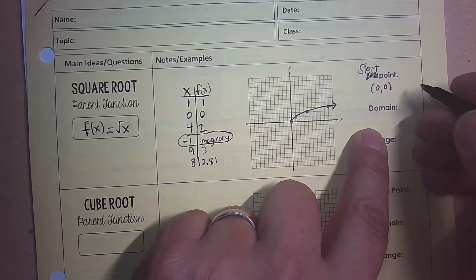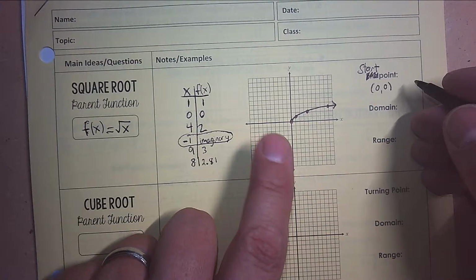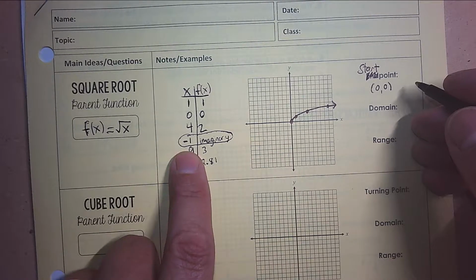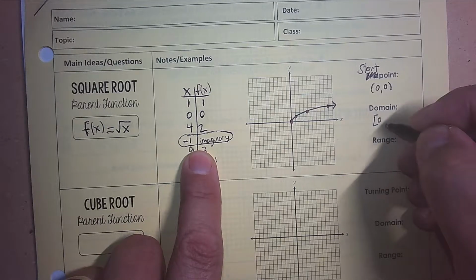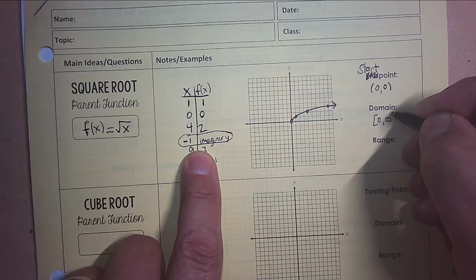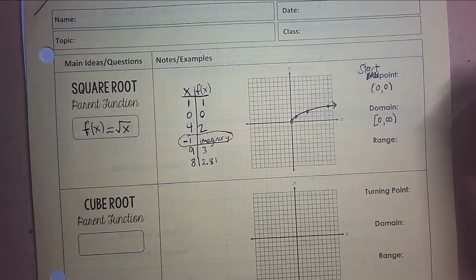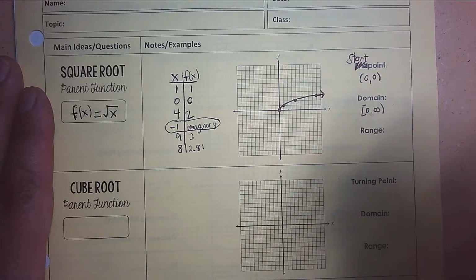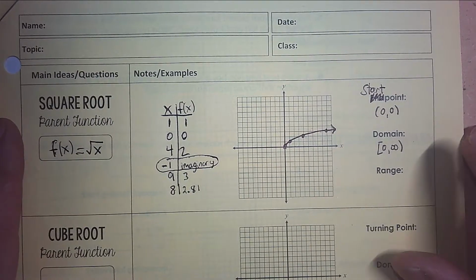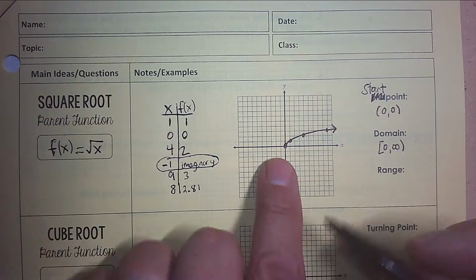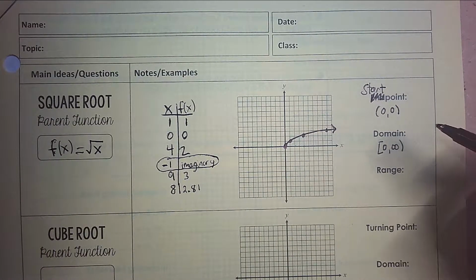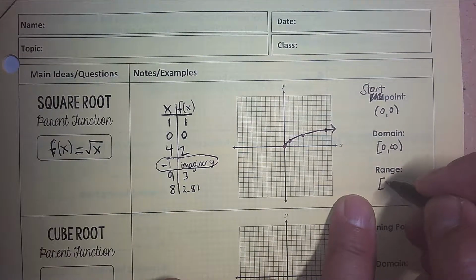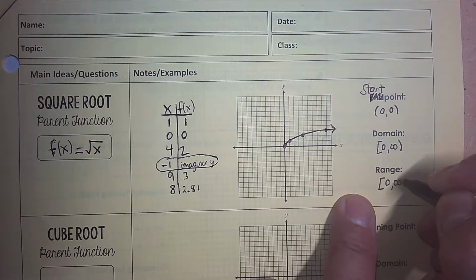Domain. Are there any restrictions? Yep. What can x not be? Negative. So I said the smallest number x could be is 0, and then all positive numbers are fine. So the domain goes from 0 to infinity, which is a way of saying no negative numbers. How about the range? What do you notice about the y answers? Is it possible to get a negative answer when you take the square root? So the smallest answer for the range is also 0, and it goes to infinity.